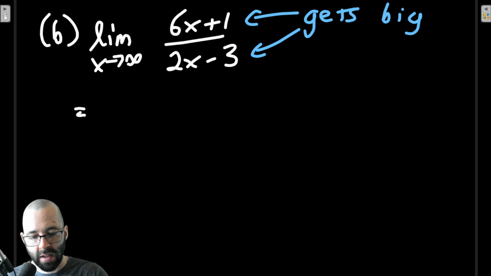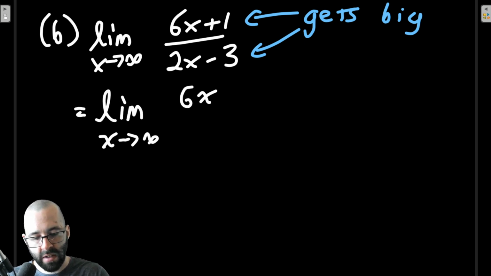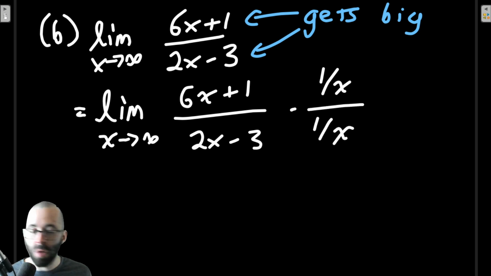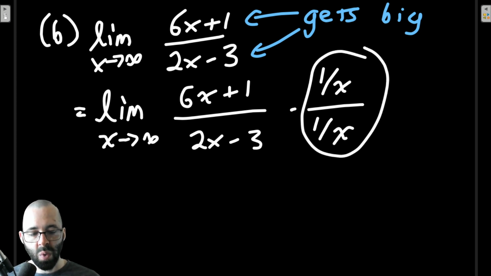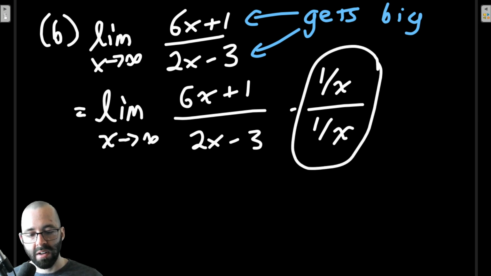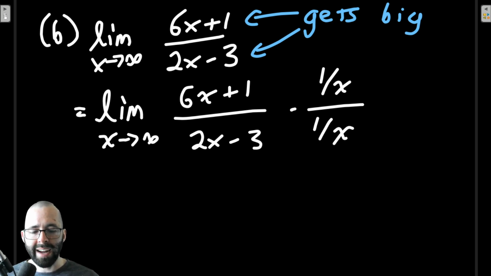All right. Let's look at the same thing, but let's rearrange things a little bit. 6x plus 1 over 2x minus 3 times 1 over x divided by 1 over x. We're multiplying by the same thing over itself. Right? This right here is 1, so we're not changing anything because this cancels to 1. But we're just rewriting it to see what happens. And I'll show you why we multiplied by 1 over x in a second. Let's distribute.